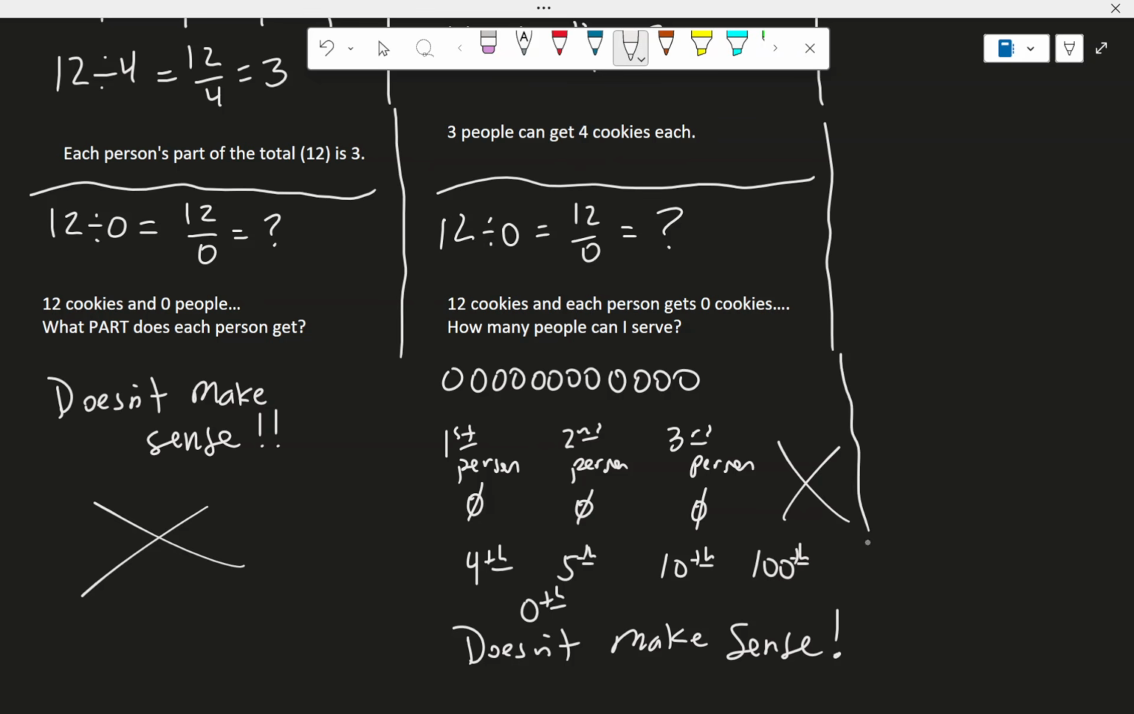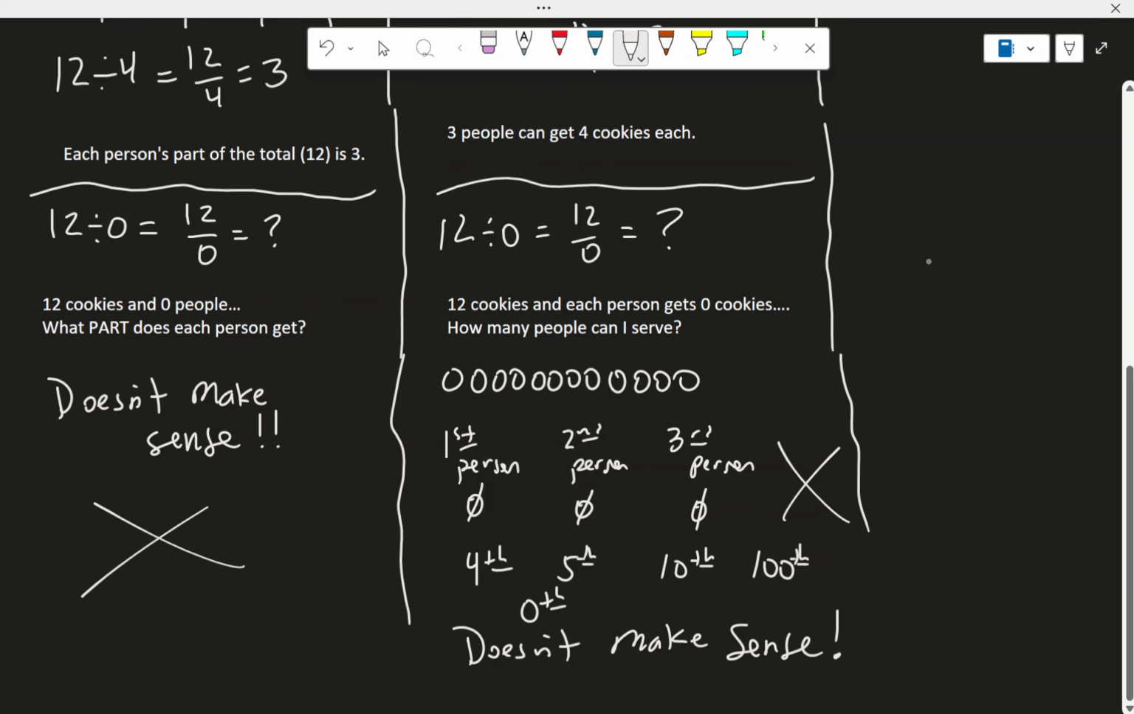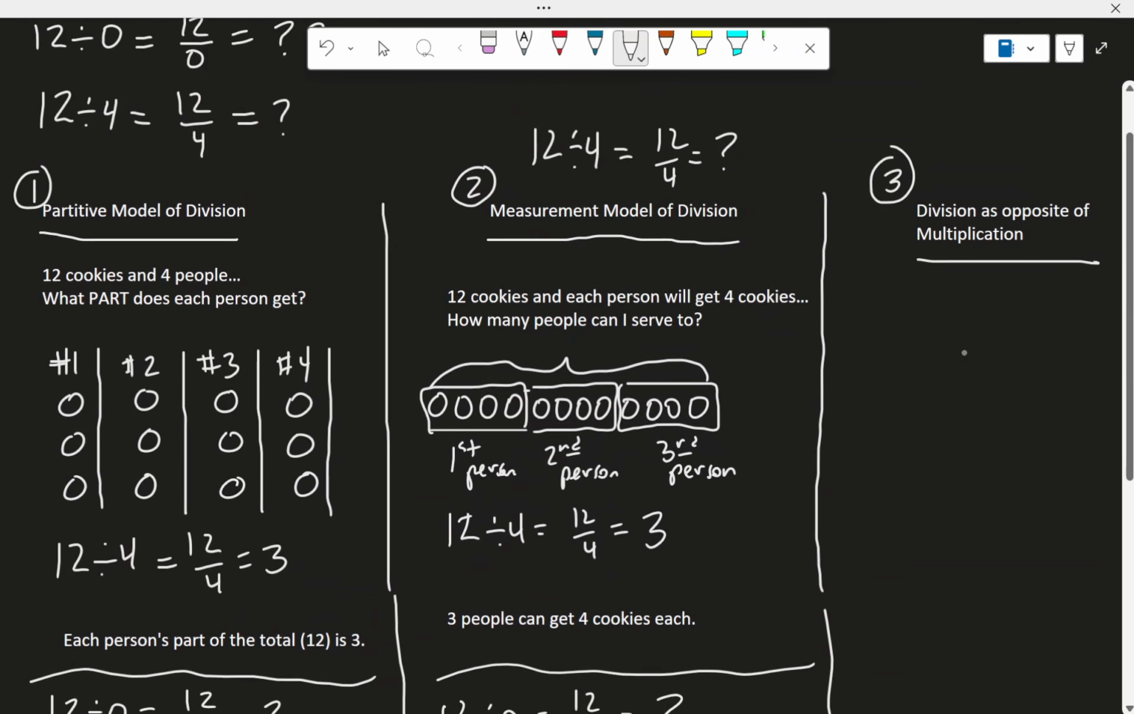And actually, this last method, I saved it for last because I think it's the best. I think it's the cleanest. These other ones try and explain a word problem style about dividing by 0. But I prefer to think of division as the opposite of multiplication. So let's talk about that real quick. And this one I feel is really quick.